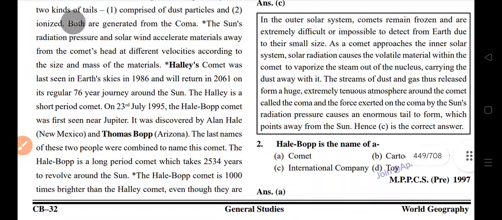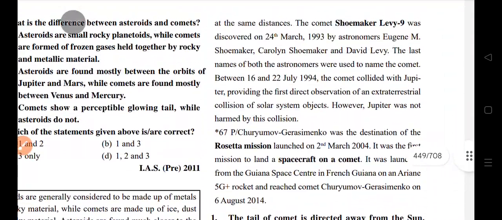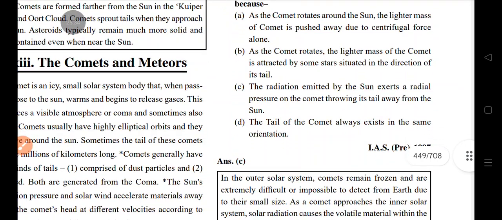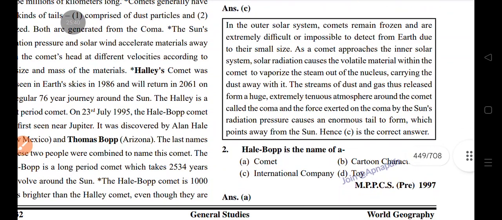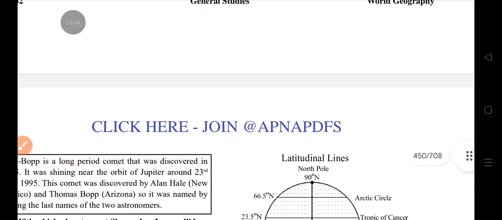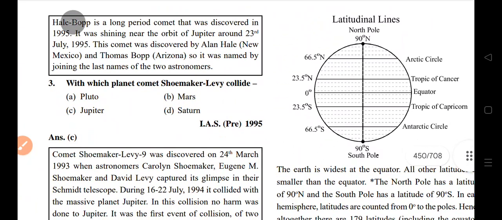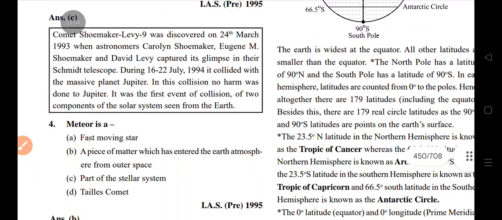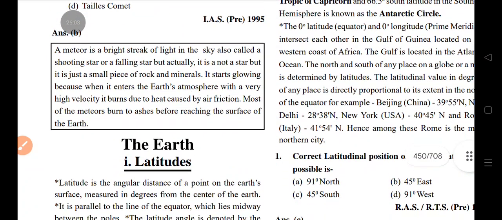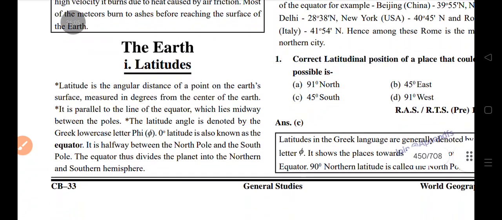Comets and meteors. The tail of a comet points directly away from the sun because radiation emitted by the sun exerts a radial pressure on the comet, drawing its tail away from the sun. Hale-Bopp is the name of a comet. Shoemaker-Levy collided with Jupiter. A meteor is a piece of matter which has entered the Earth's atmosphere from outer space.